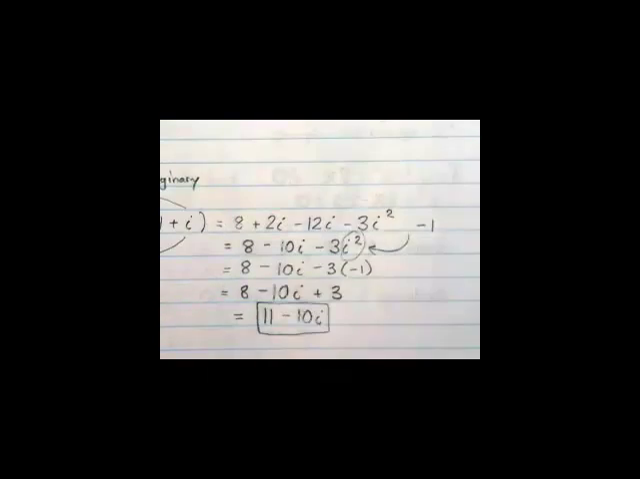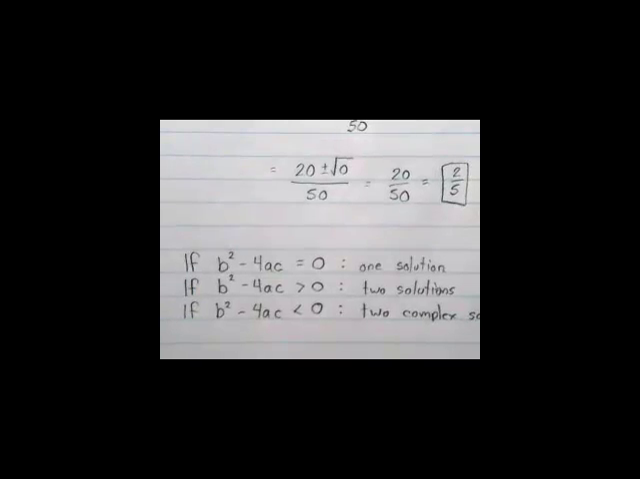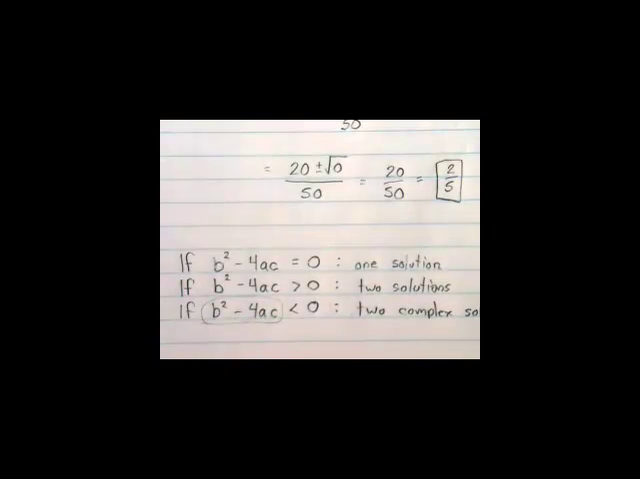Some questions in your homework are going to have you just solving like this. Some are going to ask you to state what kind of solutions you're going to have. That comes back to what we talked about: whether it's one solution, two solutions, or two complex solutions. Just so you're aware, this bit that's under the square root has a special name, and they're going to use this term, and you need to know what it is. It's called a discriminant.